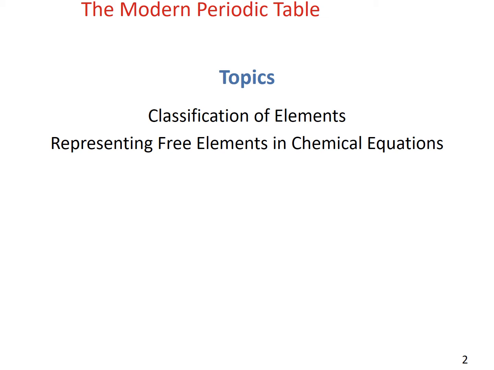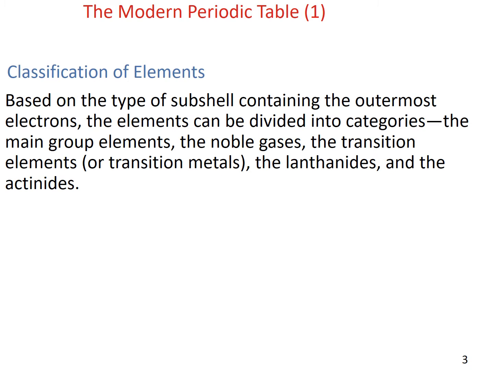Here we'll talk about the modern periodic table, how we classify elements on the periodic table, and how we can represent free elements in chemical equations. So based on the type of subshell containing the outermost electrons, they can be divided into categories. There's the main group elements, noble gases, and transition metals, lanthanides, and actinides. Main group elements are the ones that we've dealt with most frequently, groups 1A through 7A.